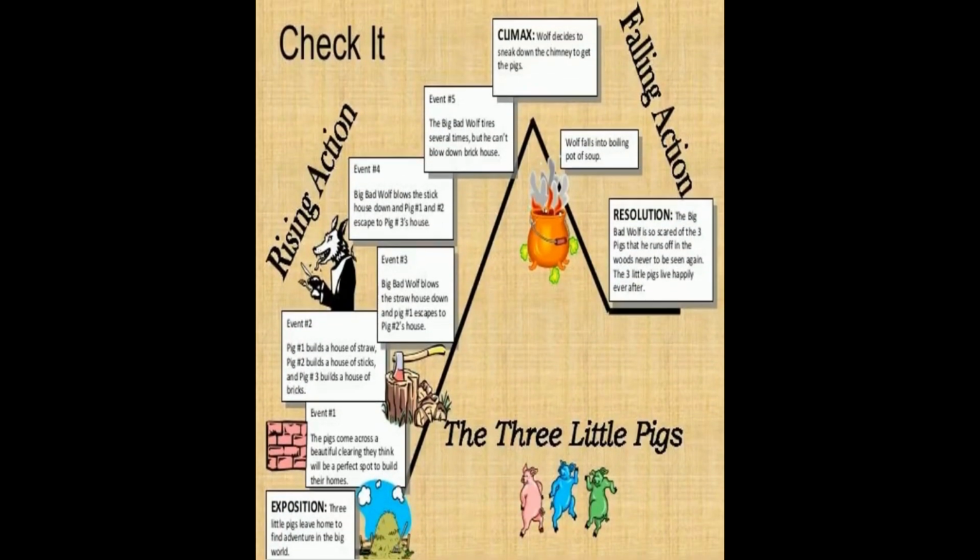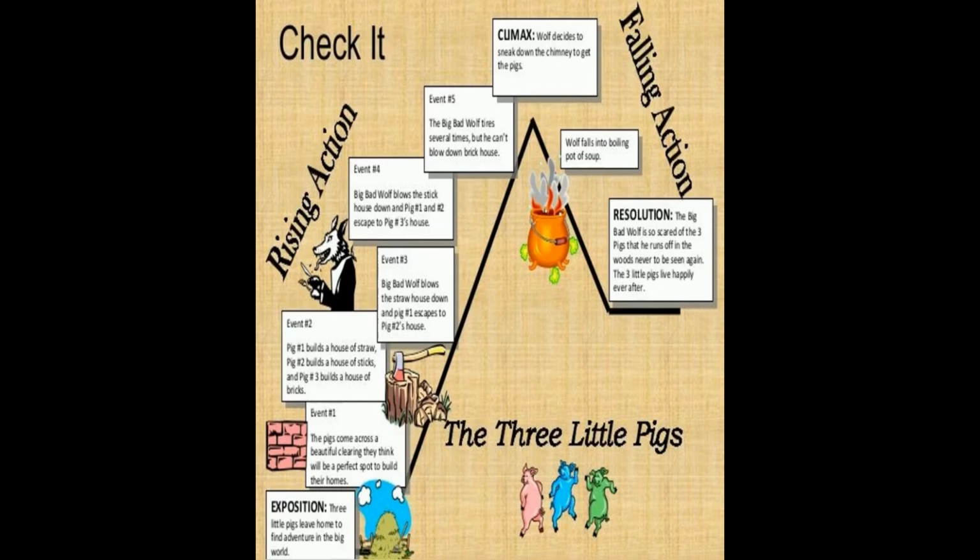So let's go ahead and briefly look at the Three Little Pigs, everyone's favorite childhood story. Okay, so what is the exposition of the Three Little Pigs? The Three Little Pigs leave home to find adventure in the big world. Event 1. The pigs come across a beautiful clearing they think will be a perfect spot to build their homes. Event 2. The first pig builds a house of straw, the second pig builds a house of sticks, and the third pig builds a house of bricks.